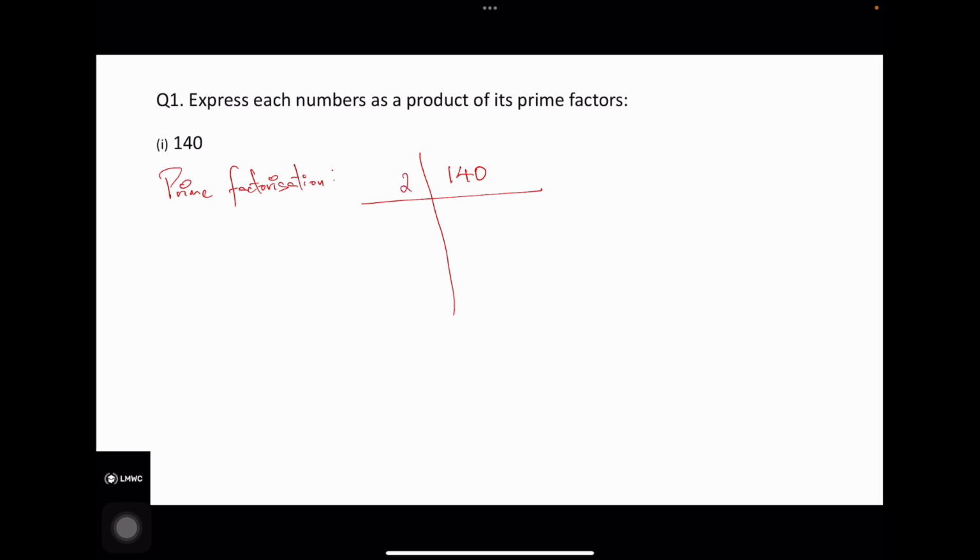So 140 being an even number, we will start with the even prime, which is number 2. So 2 times 70 is 140. And again, 70 being an even number, continue with 2. So 2 times 35 is 70. And 35, so it is a factor of the number 5. So 5 times 7 is 35. And 7 times 1 is 7.